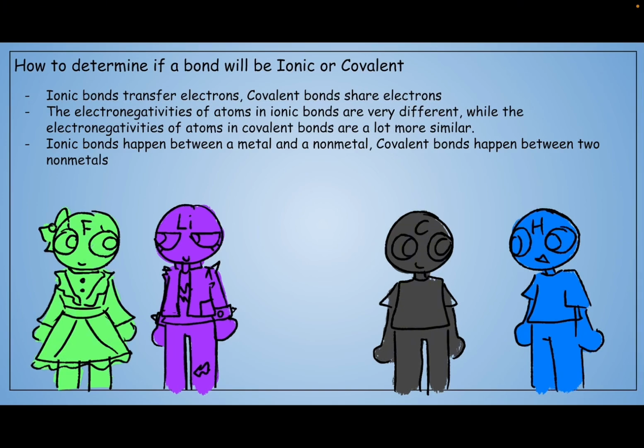So I kind of represented that with these two different groups. I don't know why these other two are so boring. They can be similar without being boring, but pretty much these first two on the left, they're an ionic bond, and so they're very different, and it's a metal and a nonmetal. And then the covalent bonds, it's two nonmetals, and they're a lot more similar.